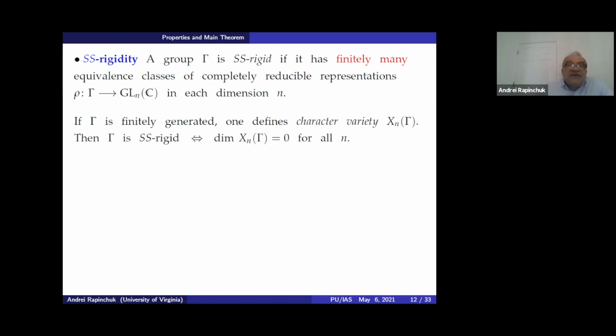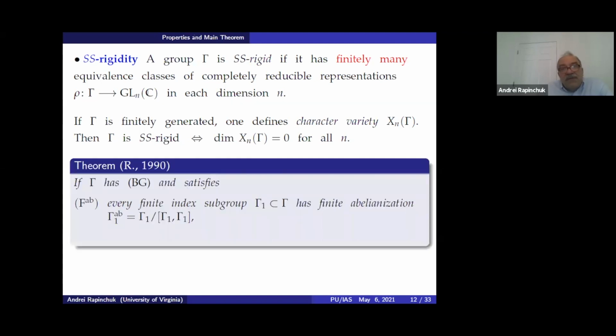Now, the traditional examples of such groups are, of course, higher rank lattices in Lie groups, and that condition for them is derived from Margulis' superrigidity theorem. But some time ago, I was able to formulate an abstract version of SS rigidity, namely, if our group gamma has bounded generation and satisfies the following condition that Bass coined FAB, meaning that every finite index subgroup gamma 1 of gamma has finite abelianization, then the group is actually SS rigid.